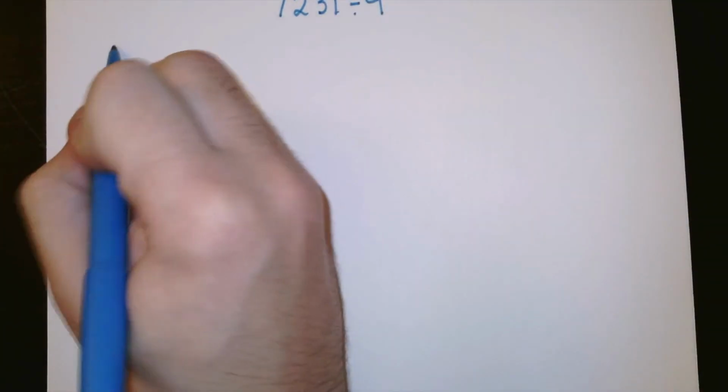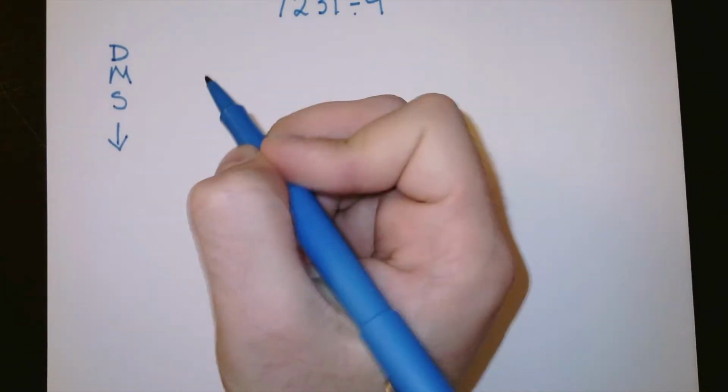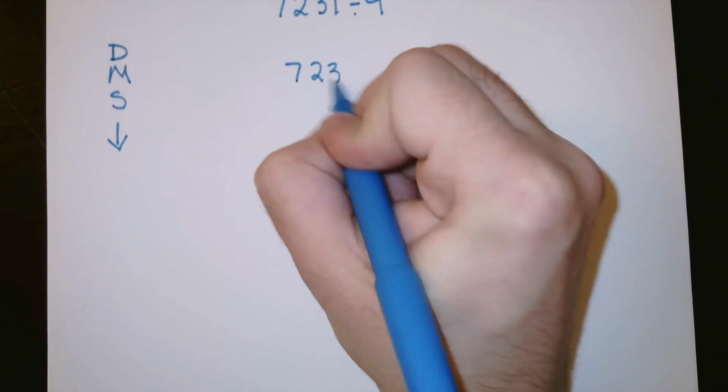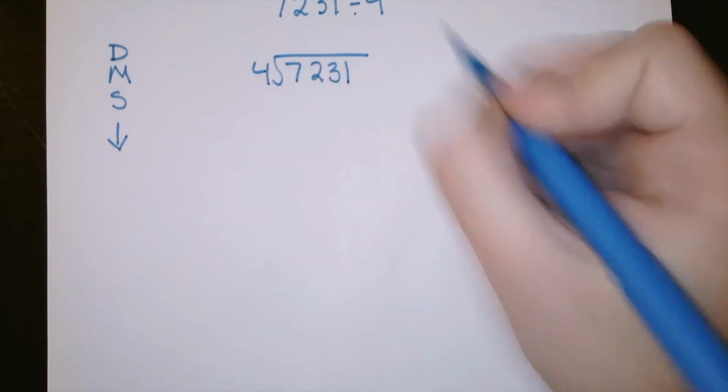7,231 divided by 4. All right, so we start the same way. D, M, S, down. Then I take 7,231, and I set it up, divided by 4. And I do the same.